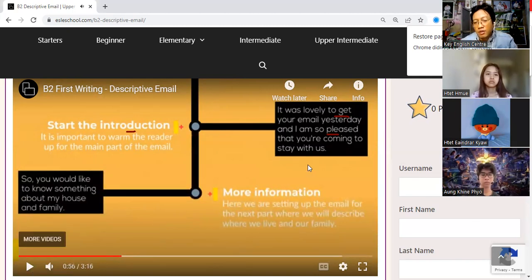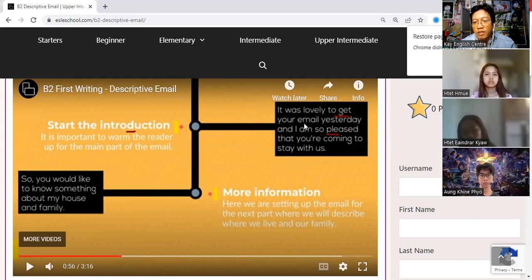Okay, so we should remember, we should take a note. This is the first introduction sentence. It was lovely to receive your email. It was nice to receive your email yesterday, and I am pleased, I'm so happy, you are coming to stay with us. So according to that statement we are given, this is the key part.